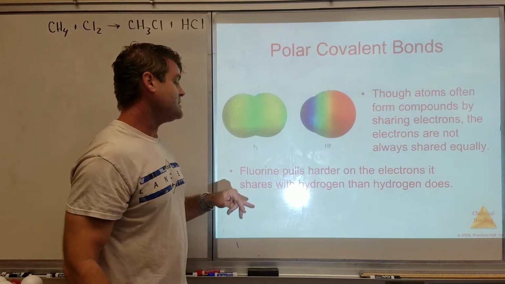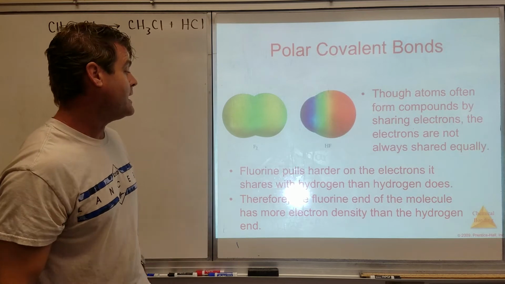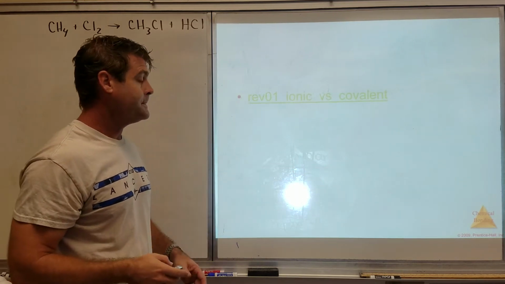Fluorine pulls harder on the electrons it shares with hydrogen than hydrogen does. Therefore, the fluorine end of the molecule has more electron density than the hydrogen end.